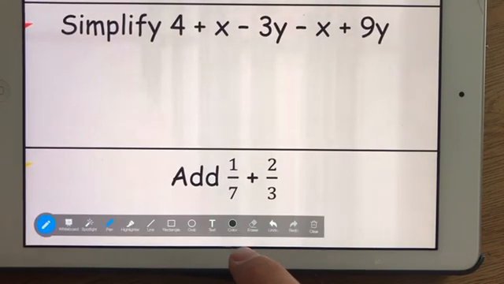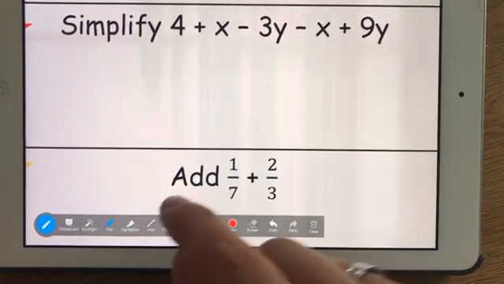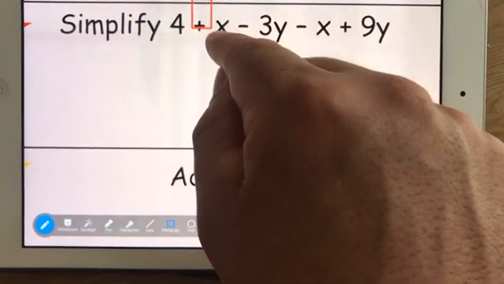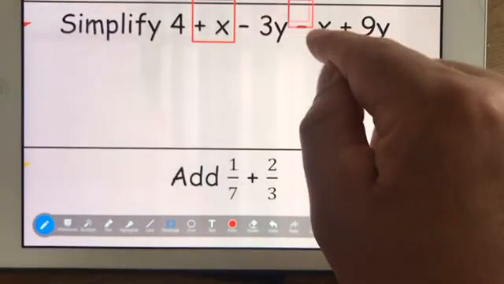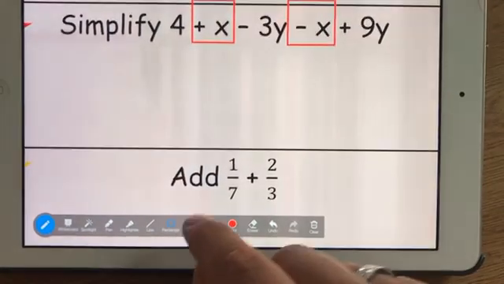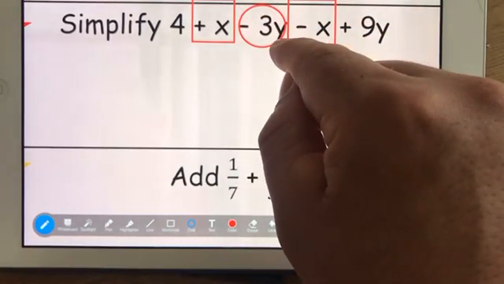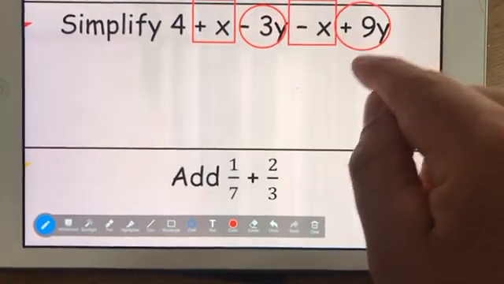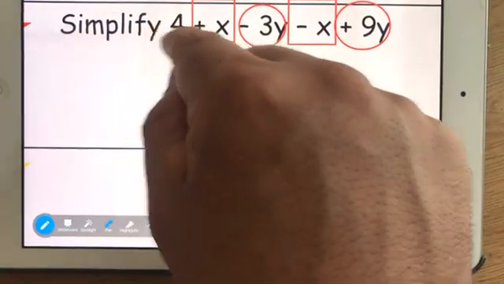Again, get your shapes out for this one. It doesn't matter which shapes you use, just make sure there's a different shape for each thing. I'm going for rectangles for the x's. I normally go for the same ones each time. Ovals for the y's. And then I'm going to do a line for anything that's on its own.